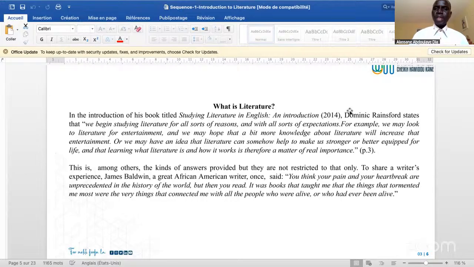And we may hope that a bit more knowledge about literature will increase that entertainment. Why? Because the perception of literature in elementary school is different from the perception of literature in secondary. In elementary school, people teach you recitation et chant. You just engage with the text. The kids just love it. The kids like it and they appreciate. Oh, I prefer Afrique, mon Afrique. Oh, I prefer La mort de David Diop.